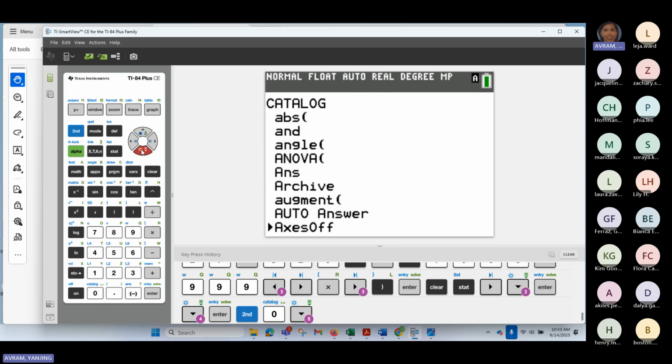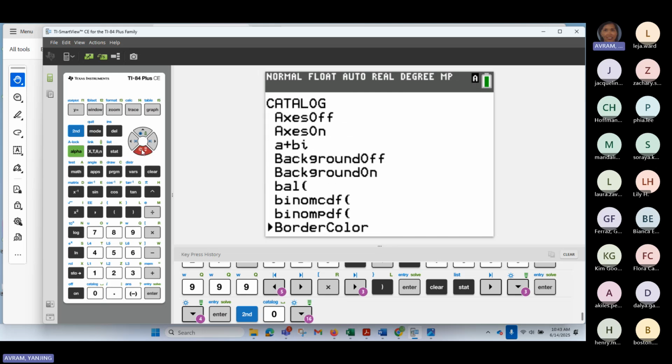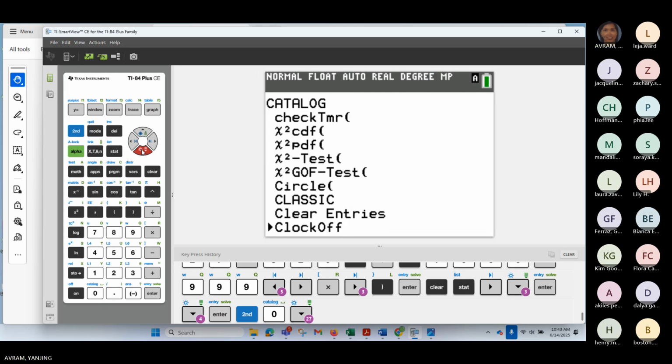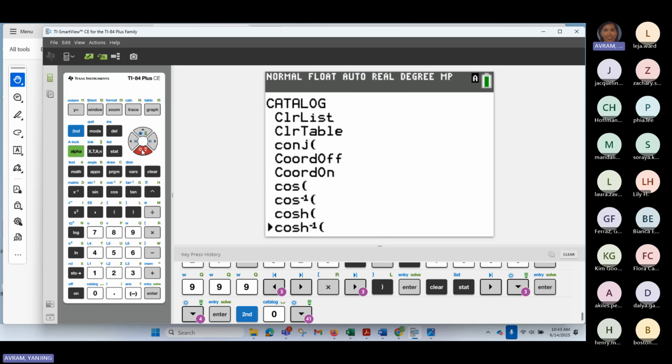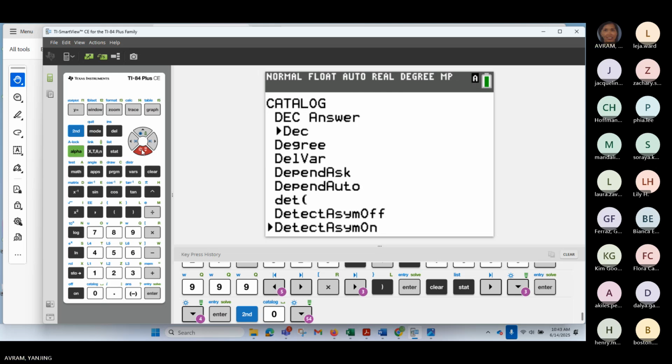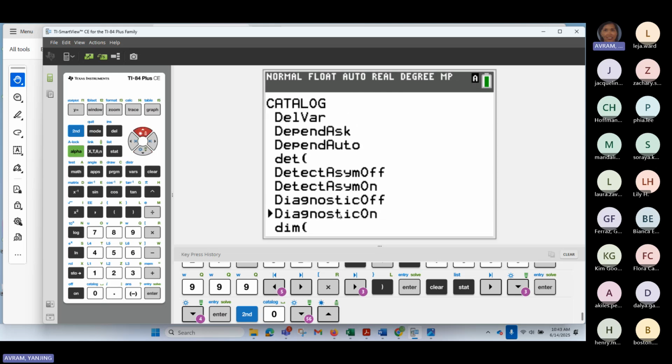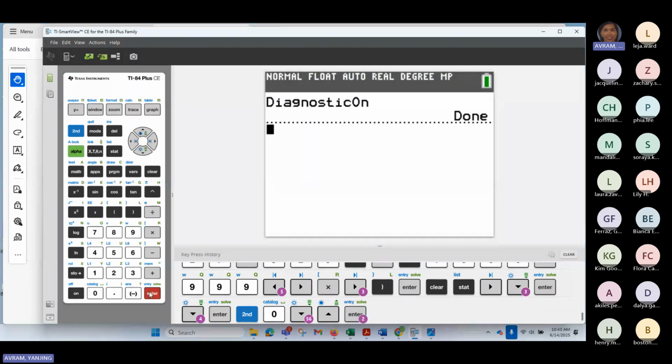Then you go all the way down to DiagnosticOn, by hitting D. Okay, DiagnosticOn. You need to turn this on. All right, and enter one more time. When it says Done, all right. The good news is that sometimes the calculator keeps this diagnostic on all the time, unlike the scatter plot, which you have to turn on every time. Especially with a handheld calculator, it stays on once you turn it on, right?